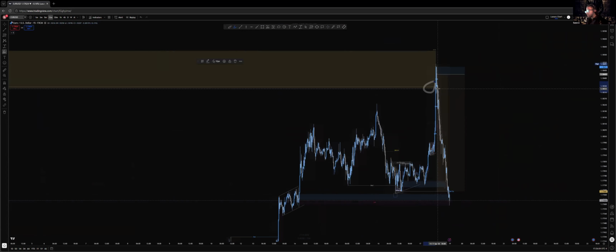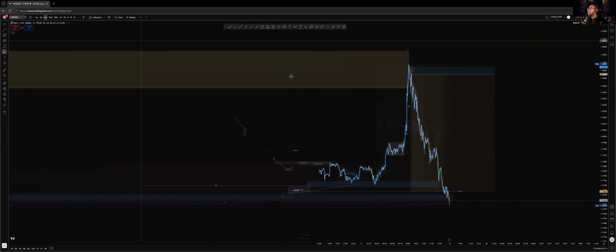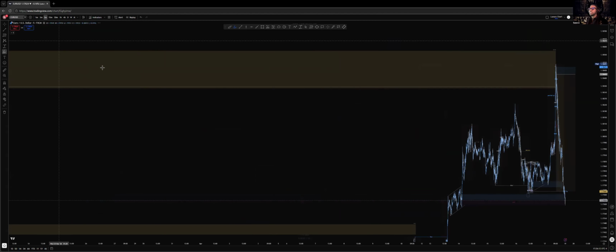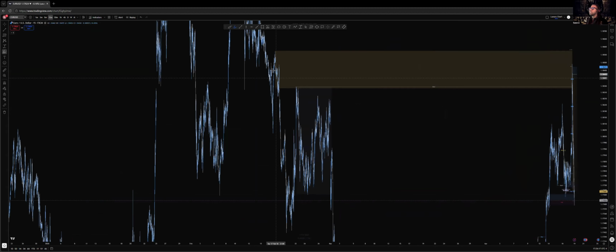And this was at 8:45. So I'll go to the 5-minute. At 8:45, remember I said the inducement and then it also leads to a mitigation. This is one of them cases. Price is mitigating this supply. Why is it a supply?